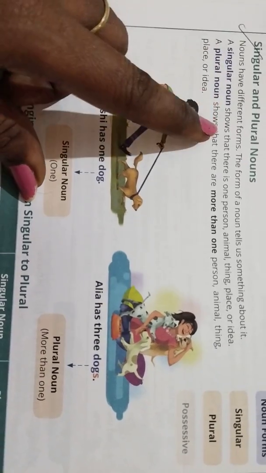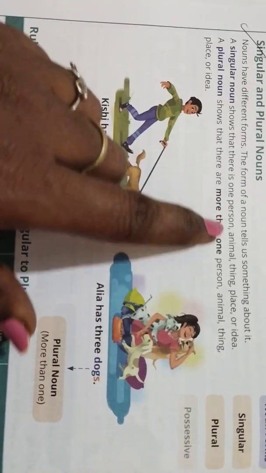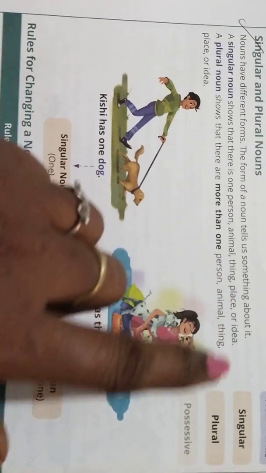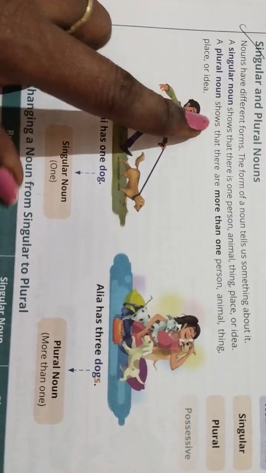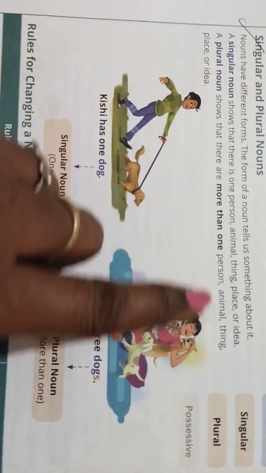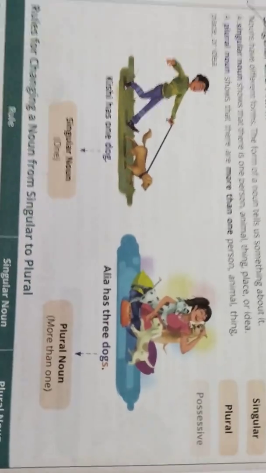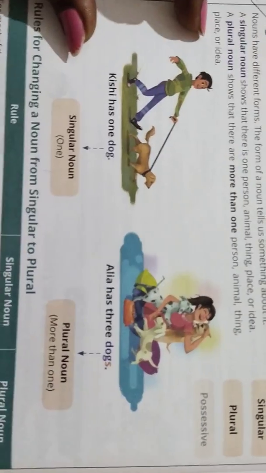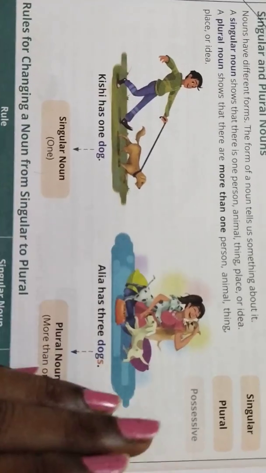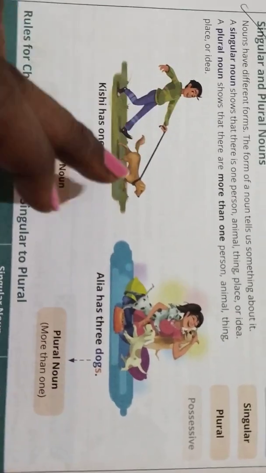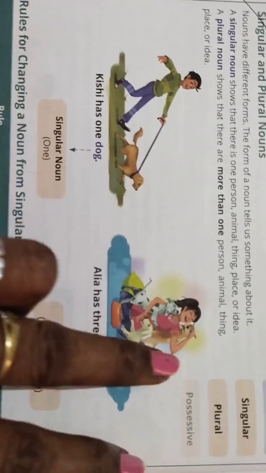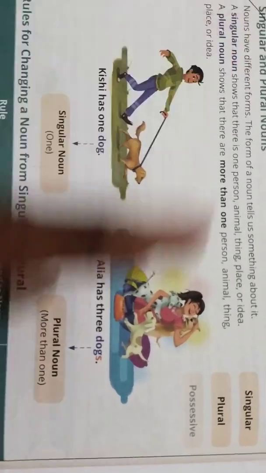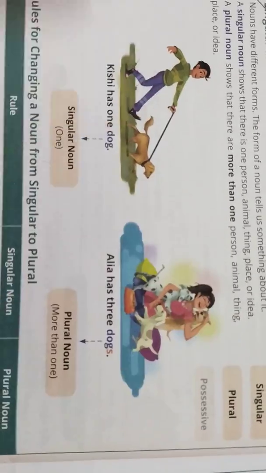A singular noun shows that there is one person, animal, thing, place or idea. A plural noun shows that there is more than one person, animal, thing, place or idea. By this picture itself you may come to know which is singular and which is plural. Here the boy has only one dog and here the girl has so many dogs. So from this picture we come to know what is singular and plural.